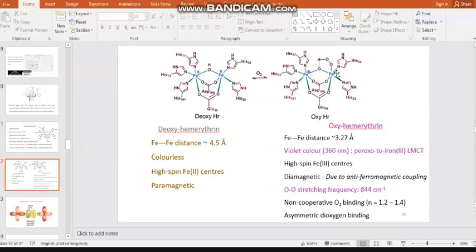When we calculate the Hill coefficient value, it lies between 1.2 to 1.4. This is also supporting evidence for that. There is a non-cooperative binding of dioxygen to the heme center. Already we have seen this. So then definitely we expect that a cooperative effect is present. So the dioxygen binding is asymmetric in the case of oxygen.